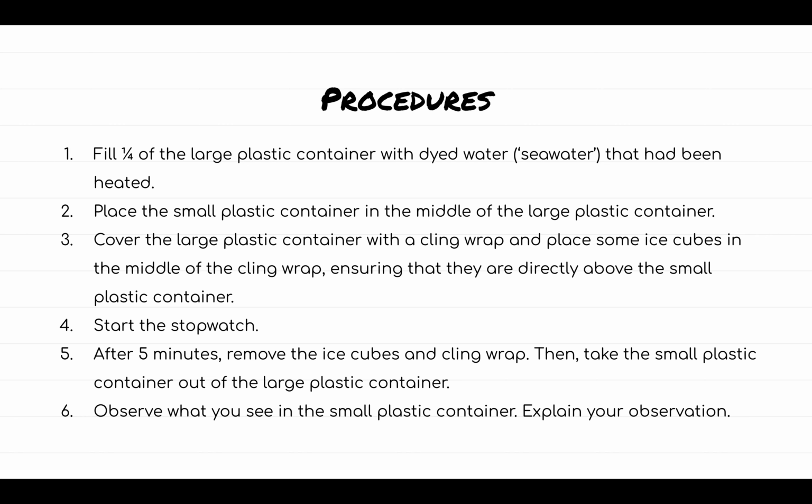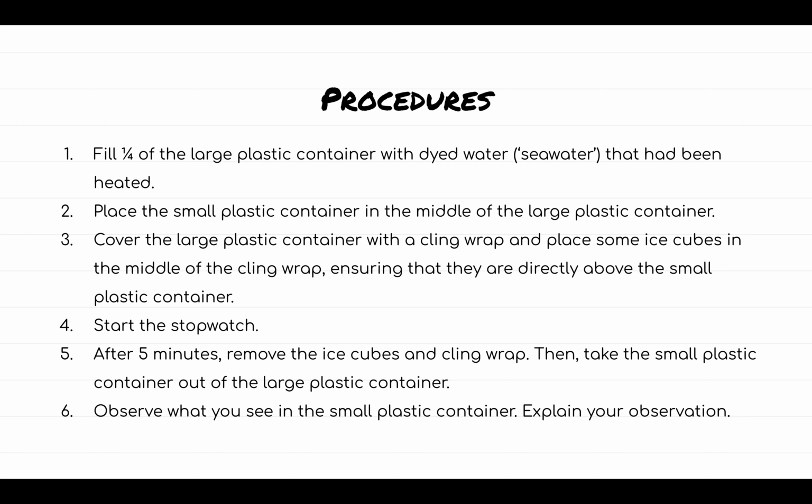First, you would fill 1/4 of the large plastic container with dyed water that had been heated. Then, you place the empty small container in the middle of the large container. Cover the opening of the large container using a cling wrap. Make sure you do not pull taut the cling wrap. Then, place 5 pieces of ice cubes on the cling wrap directly above the small plastic container.